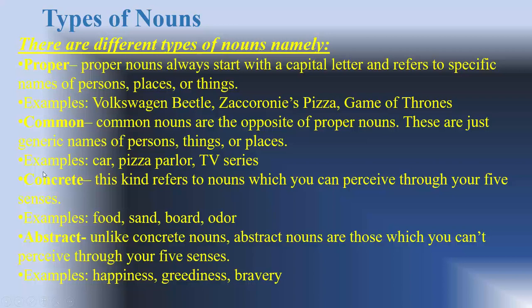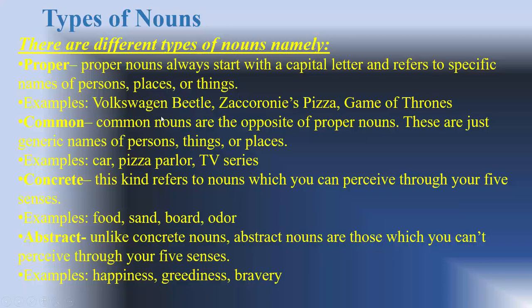Of course, all these types of nouns are nouns, and they are the same in their job in these sentences. But it's just classification. That's all, to know what type of noun we are looking at or we are using or speaking about. So proper nouns refer to specific names of person, places, or things.